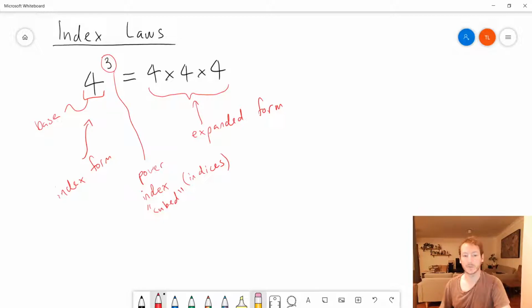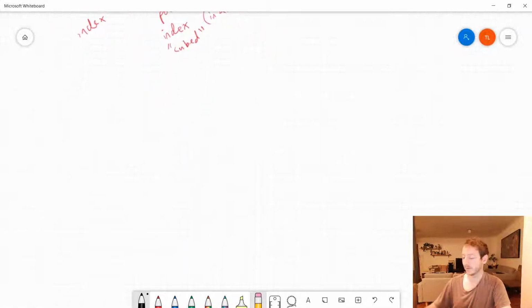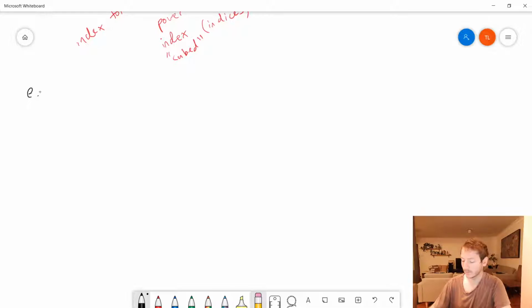Now, I'm going to be changing between index form and expanded form for a few of these examples, just to kind of prove laws that then we're going to learn as written laws that we can apply without needing to put it in expanded form. So I like to do this by thinking through an example. Let's have a look at this one. Might be right in expanded form.